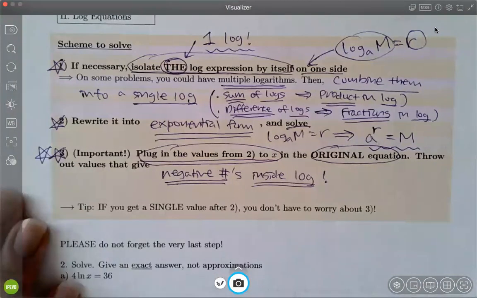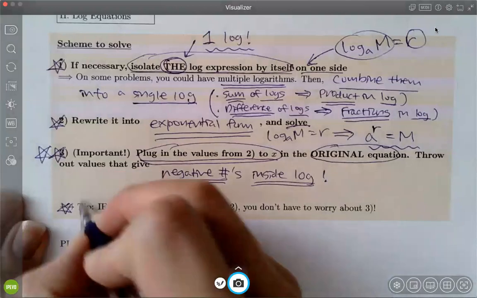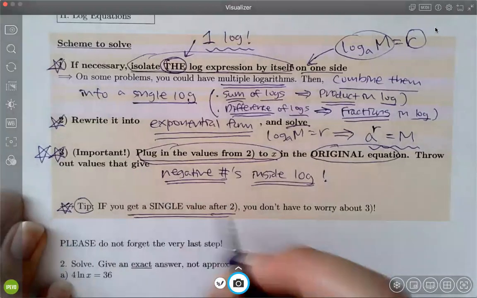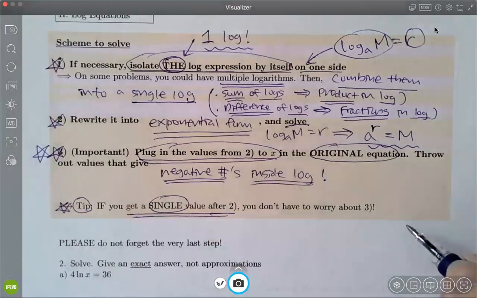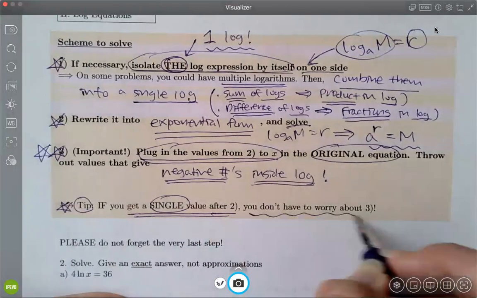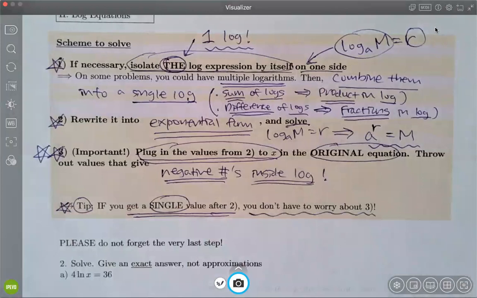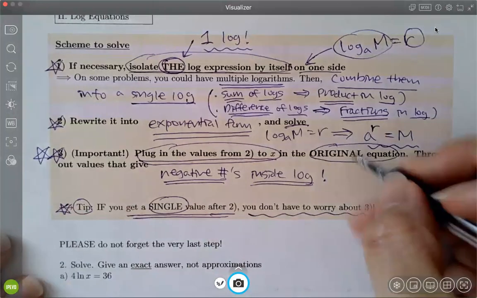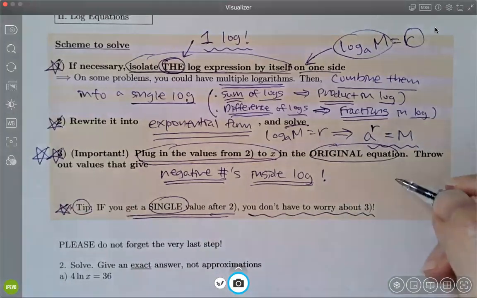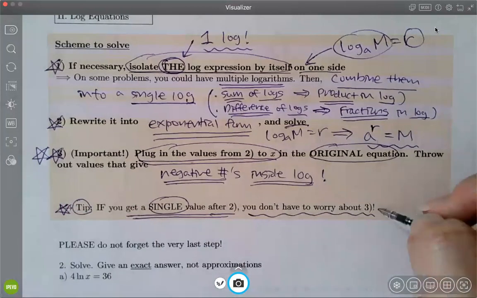And now, here is my suggestion though. If you get a single value after step number 2, so that means one number, then in general, you don't have to plug in this value into the original x, because in 99.9% cases, that will be the answer. So this screening process is mandatory when you get 2 or multiple x values. Okay, now the thing is, this is in general like not true, but in your problems, you won't see any of those like weird cases. Okay, like on the homework or on the exams.